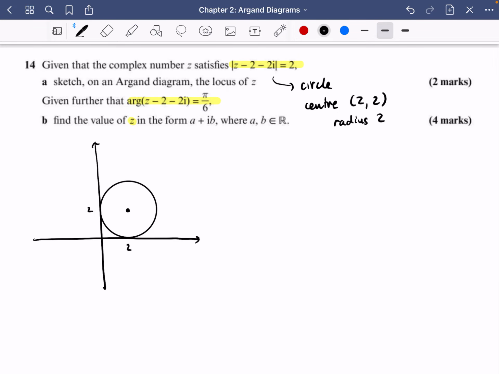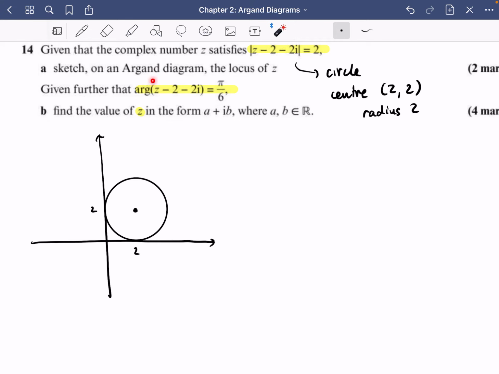The other thing that we know is that the second one we're going to draw is a half line from 2, 2 with an angle pi over 6. So if I do this one in like a red colour, it's going to have the empty circle there, and it's going to be a half line like this. And the thing that we're looking for is where they cross over right here.